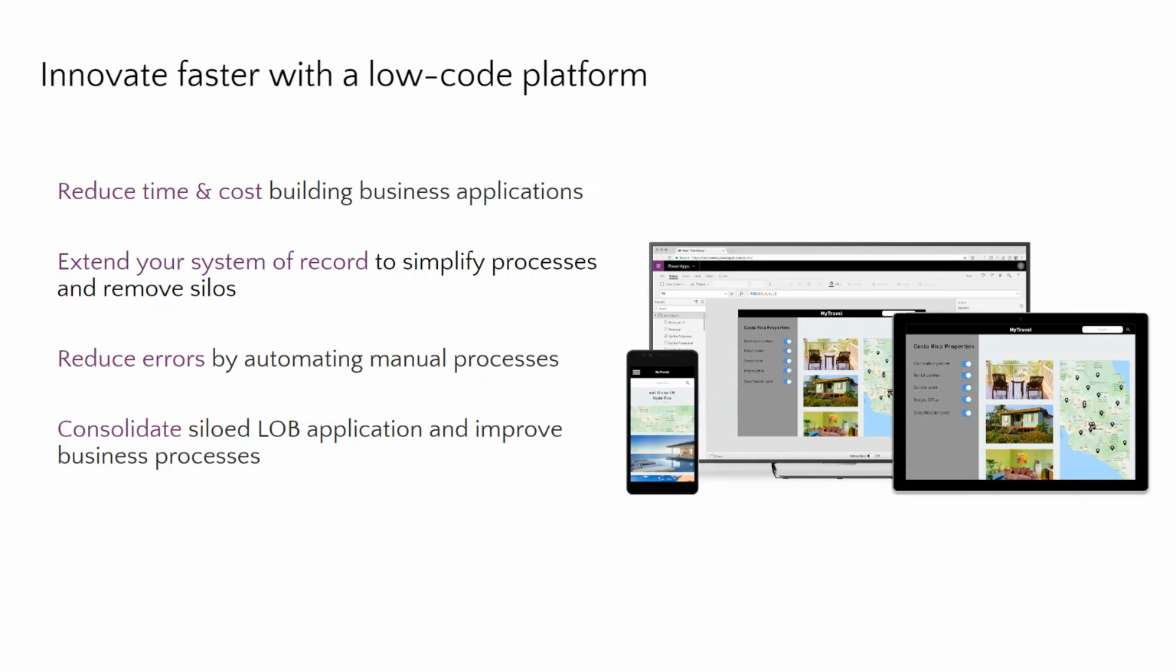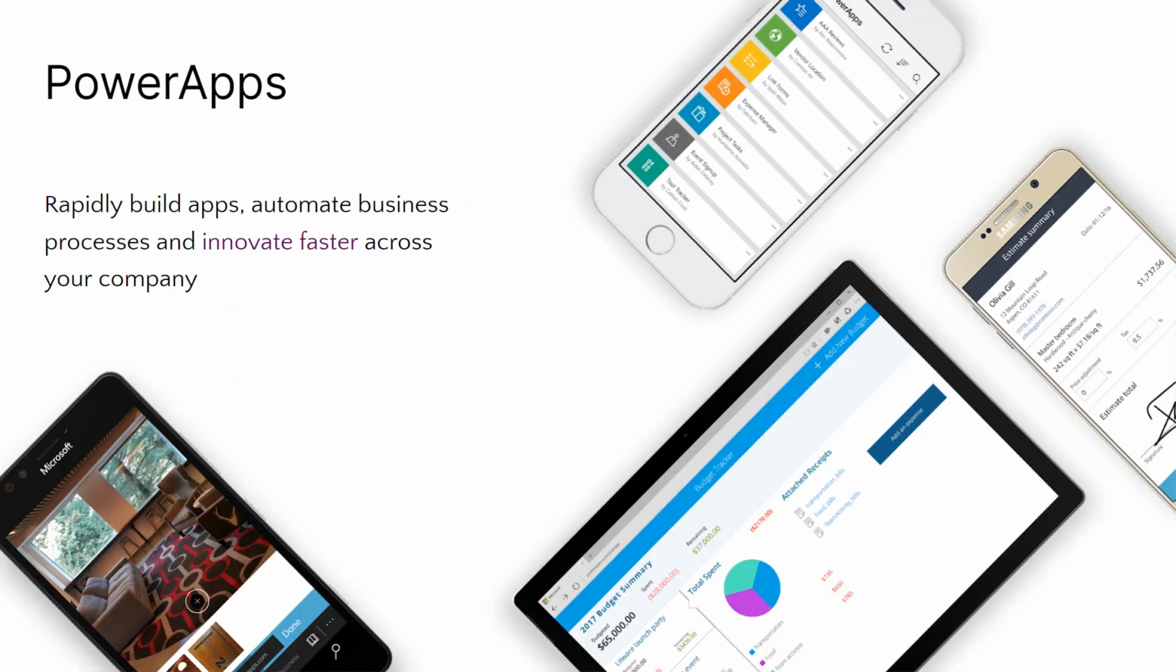If we have a data source, we can use that data source across different other processes and implement a good solution for that. Also, there are automation facilities through Power Automate, so the chances of errors are reduced drastically. Then there are line of business applications and business processes that can be improved and consolidated into a single application very easily through a low-code platform. So Power Apps is basically what we use to build applications very quickly, automate business processes, and innovate faster in the company.